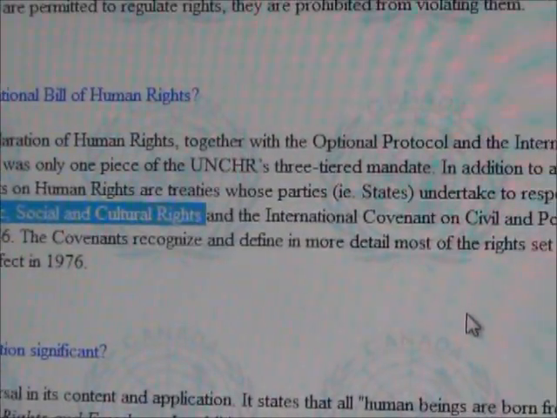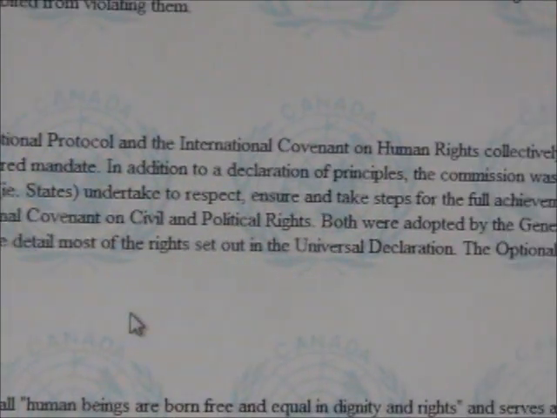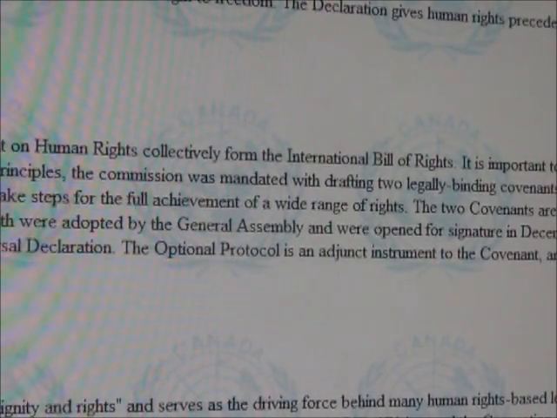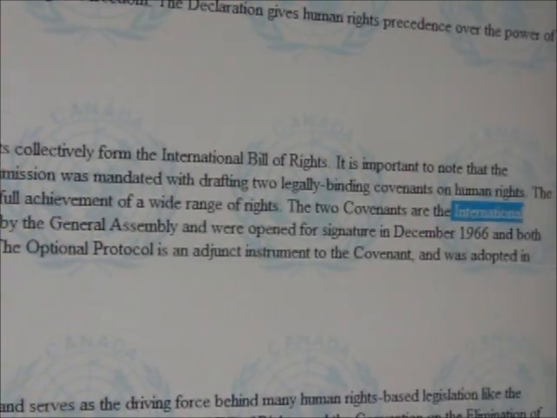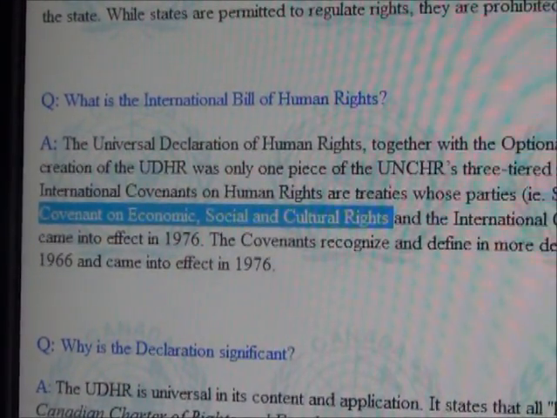The covenants recognize and define in more detail most of the rights set out in the Universal Declaration. The optional protocol is an adjunct instrument to the covenant and was adopted in 1966 and came into effect in 1976.